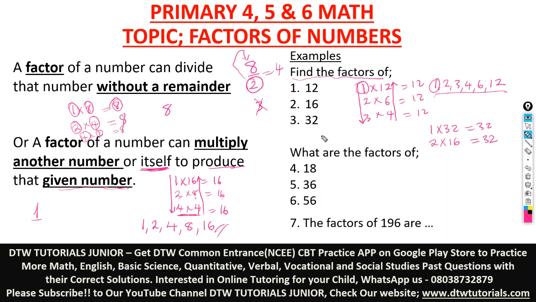So you can't divide 32 by 3 without a remainder. There will be a remainder. So 3 can't go, but let's look at 4. Can we divide 32 by 4 without a remainder? Yes, we can.